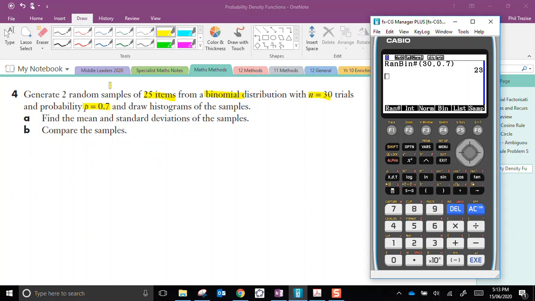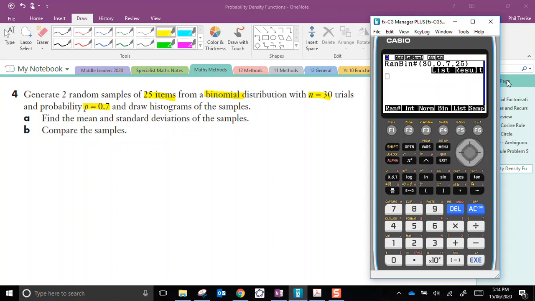But I needed to do 25 repetitions of this experiment. So I'll put a comma and a 25, and this time my calculator generates a list for me. That first entry there of 20 means that there were 20 successes out of 30 trials in that first experiment. The next one means 21 successes out of 30 trials. And if I continue along here, I should find there are 25 entries in this list because I repeated the experiment 25 times. So there's my list.